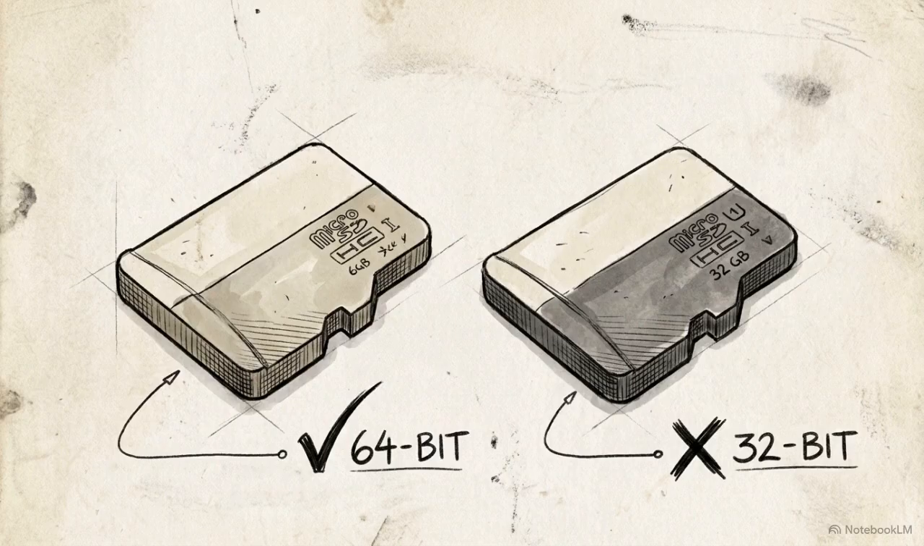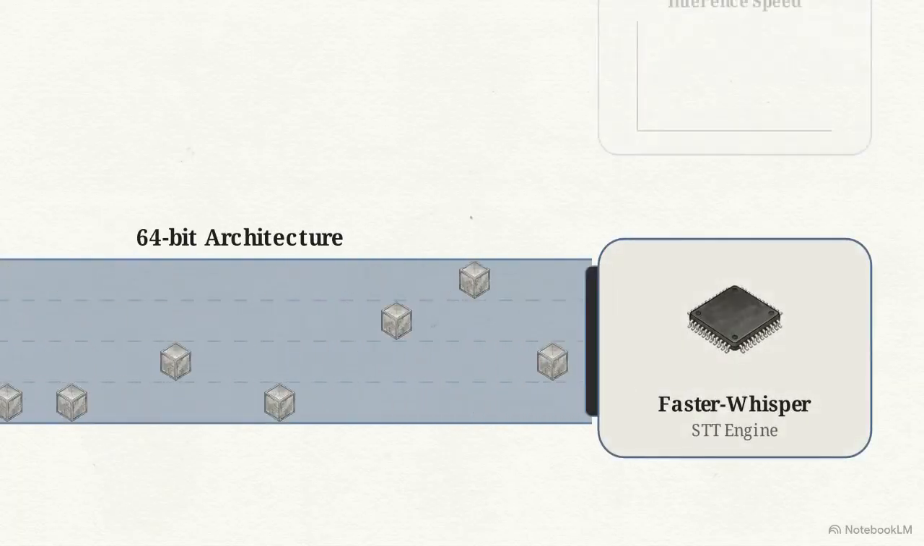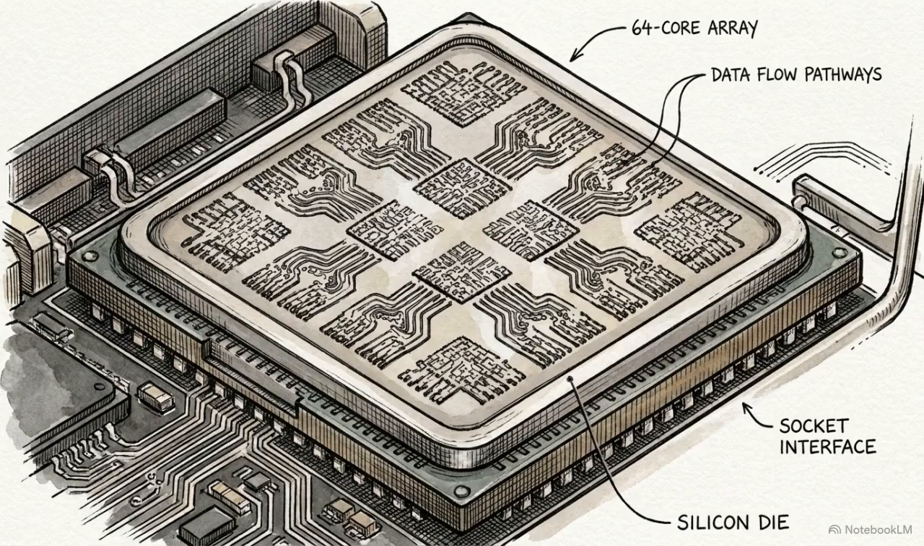You must first flash the 64-bit version of the Raspberry Pi OS, avoiding the legacy 32-bit version. The 64-bit architecture is strictly required to run modern machine learning libraries, specifically the faster Whisper transcription model. Establishing the correct operating system prevents memory bottlenecks when the hardware processes complex speech data later.